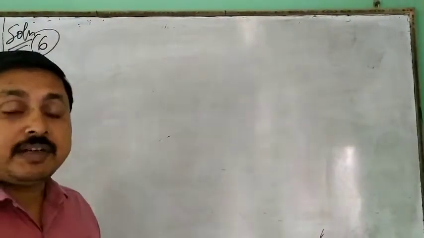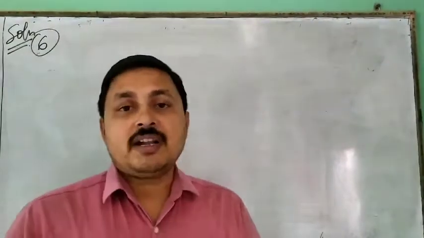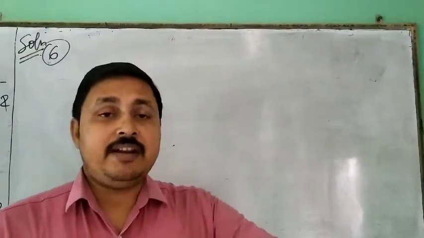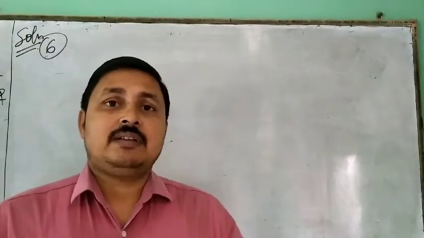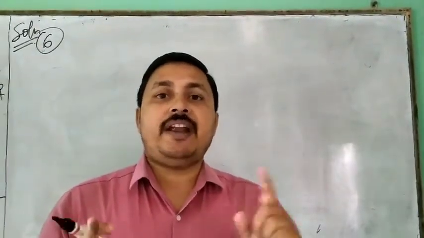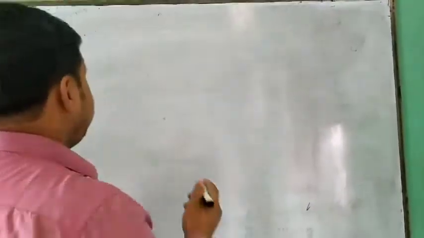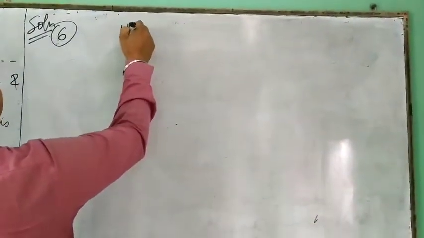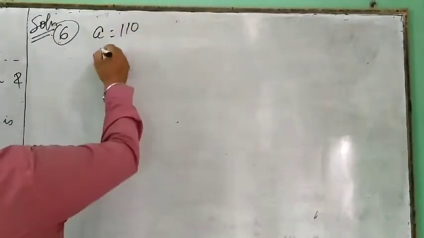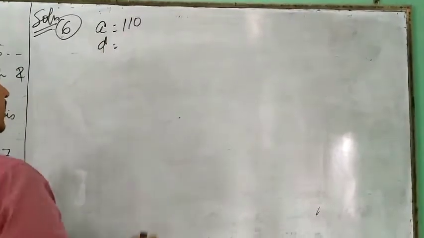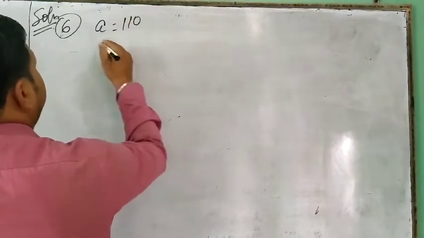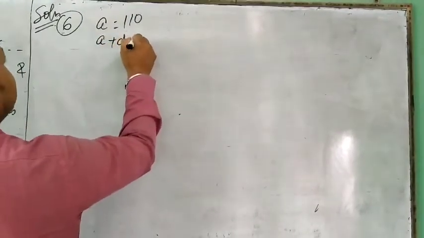So when we read the table of 11, we get 99, the 2-digit number. But when we read 11 10 times, that means 110, the first 3-digit number which is divisible by 11. So your first term is 110.